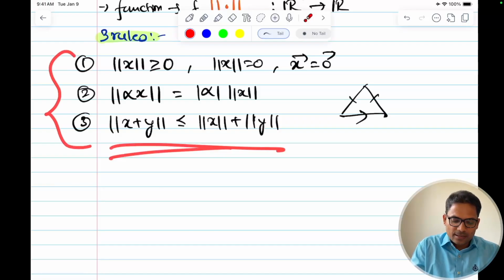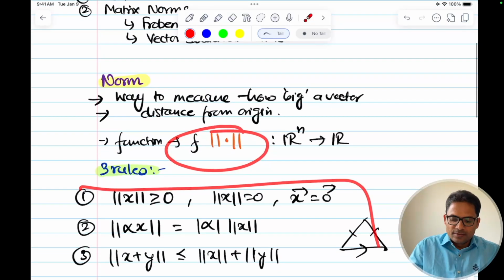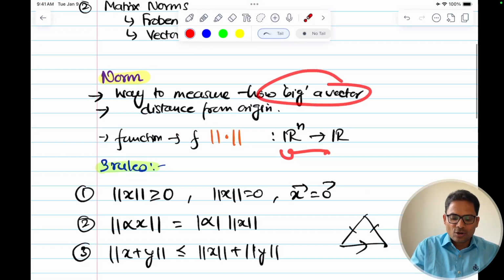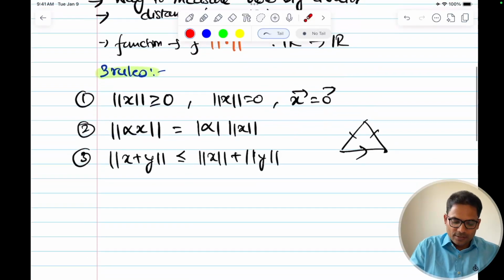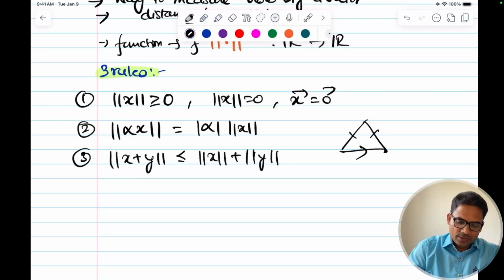So these are norms. It is a formula, a function which maps a vector to a scalar, which gives me the size, or how big it is, or how far it is from the origin, and it should follow 3 rules. So this is a norm in a nutshell, right? Norms have some more terms.